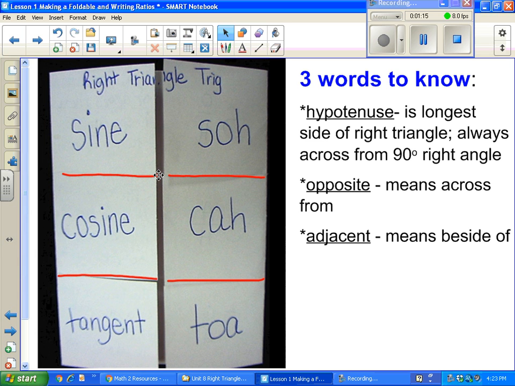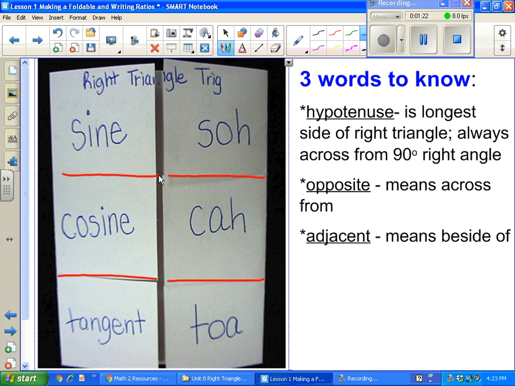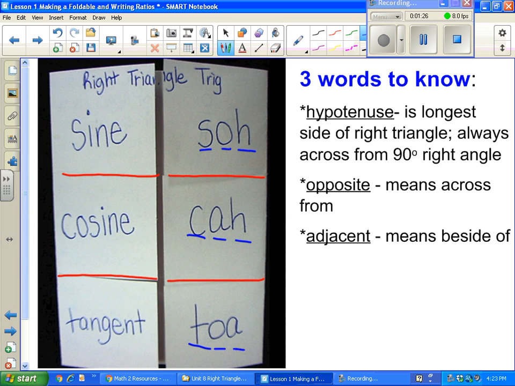All right, across the top I put right triangle trig, we put sine, cosine, and tangent, okay? On the other side, we end up with SOH, S-O-H, CAH, C-A-H, and TOA, T-O-A.